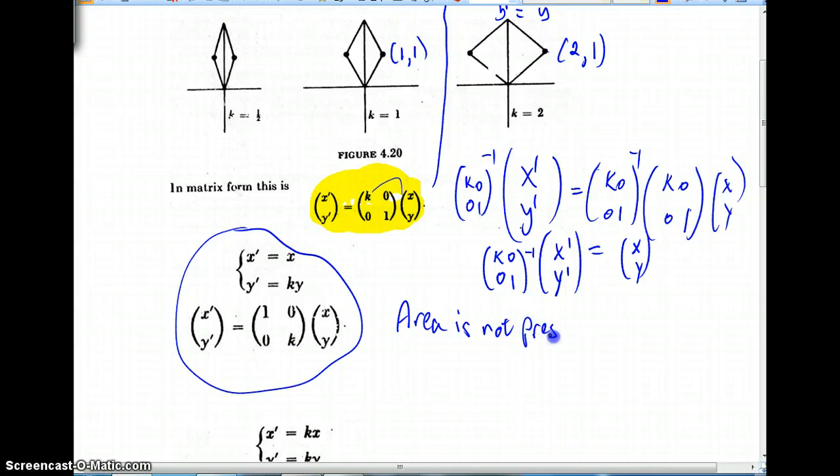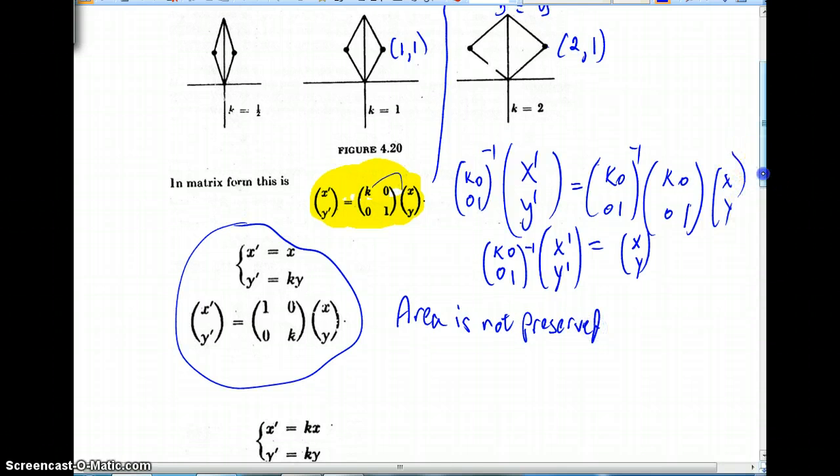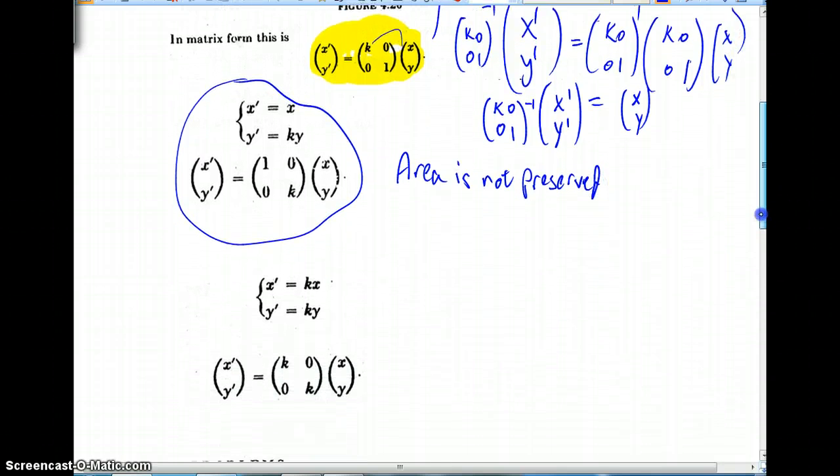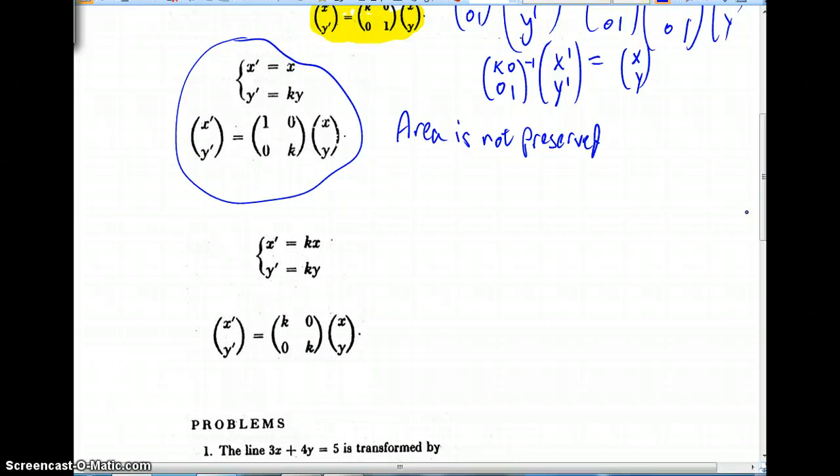However, when we move down to this last scenario, you might say, well, what if there's a contraction for x and for y? And in this case, we actually are performing a stretch or a contraction if k is smaller for both coordinates. Well, once again, area is not preserved. However, we are going to have similar figures.